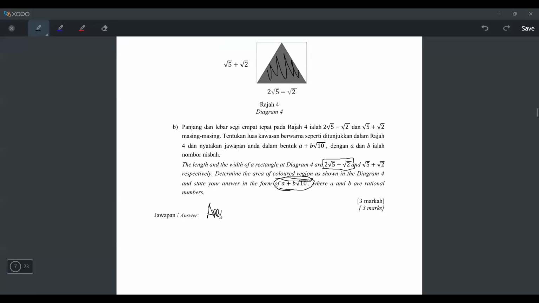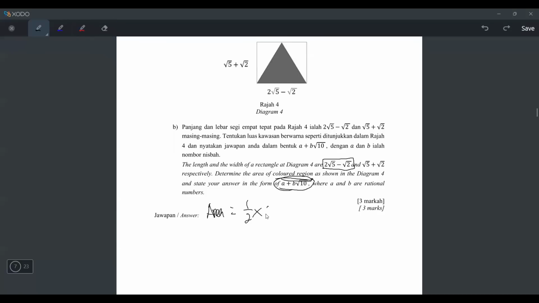So how to find the area of the triangle? Maybe some of you will say, oh, find the area of the rectangle and then minus the area of this triangle, minus the area of this triangle. Okay, can also. But you don't have to actually, because if you look carefully, if you want to find the area of a triangle, you just take 1/2 times base times height, and you have the base and the height for the triangle already.